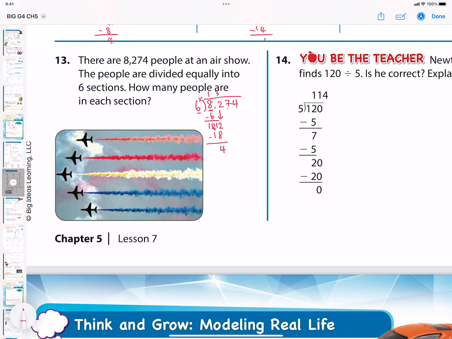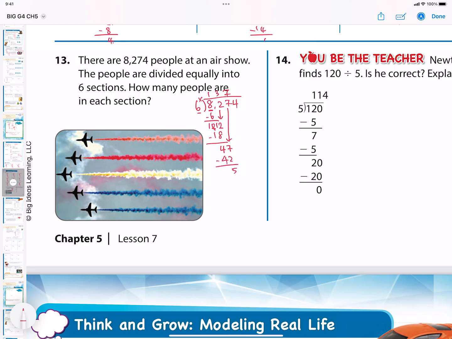And now I'm going to bring this next number down, which becomes 47. And 6 times what is closer to 47 but not greater? Yes, we know only 6 times 7, because 6 times 8 is 48, which is greater than 47. So we need to go for 6 times 7, 42.